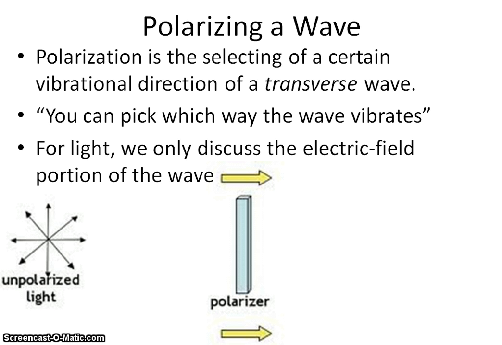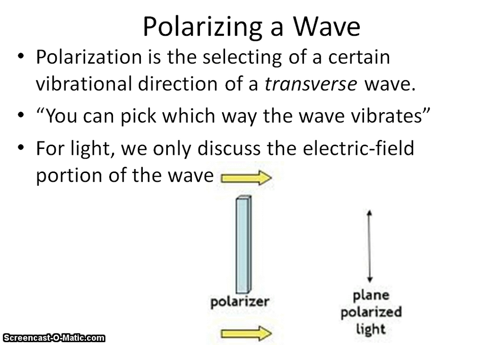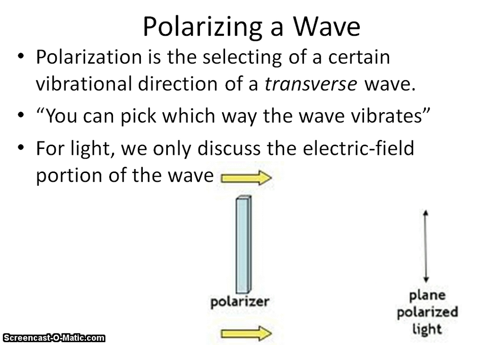So for the purposes of light, we only discuss the electric field portion of the wave because that is what generates the magnetic field portion. They're related, so we can ignore the magnetic field portion and just discuss the electric field. So let's send this unpolarized light through a polarizer, and it strips out everything that doesn't point in the direction I want it to go, and what I'm left with is light that only vibrates in one direction, or along one axis.